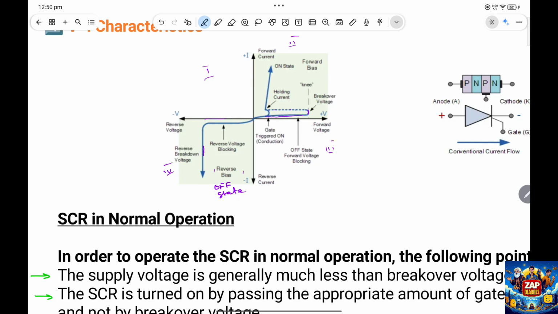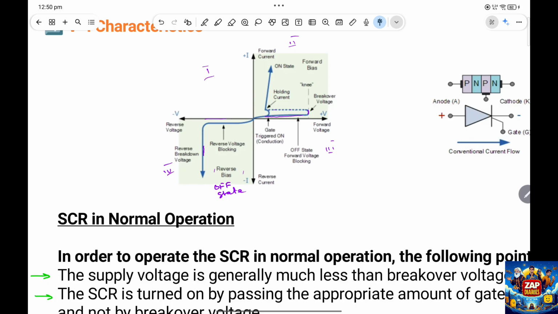This is the knee of the curve. You can see this looks like a knee, like a human knee. So you say this is the knee of the curve. At this point, the middle junction breaks down, and the SCR turns on.